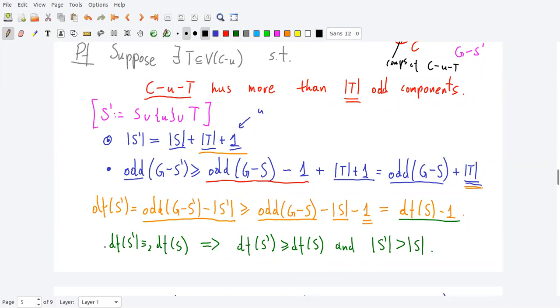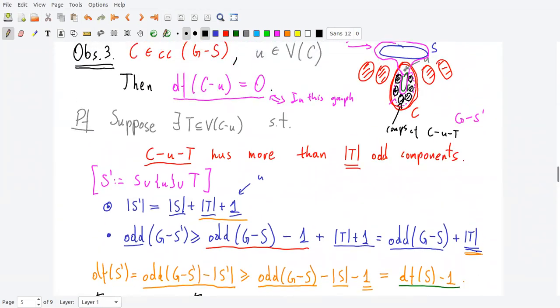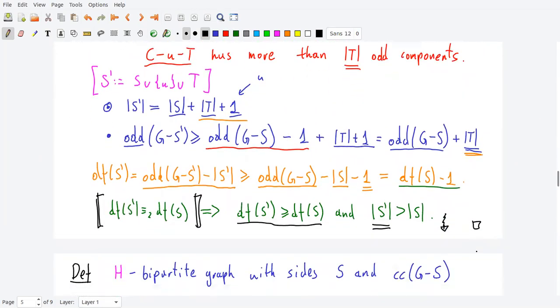But now, a magic trick: we got this observation that the deficits always have the same parity. So it could not have dropped by just one, because then the parity would have changed. This parity trick tells us that the deficit of the new S prime must be at least as large as the deficit of S. So we are done. Because the deficit did not drop, the set S prime actually got strictly larger, and this is again a contradiction with the definition of S as the maximum size set of maximum deficit. Good. So this was the proof of observation three, and this is the key observation in the proof.